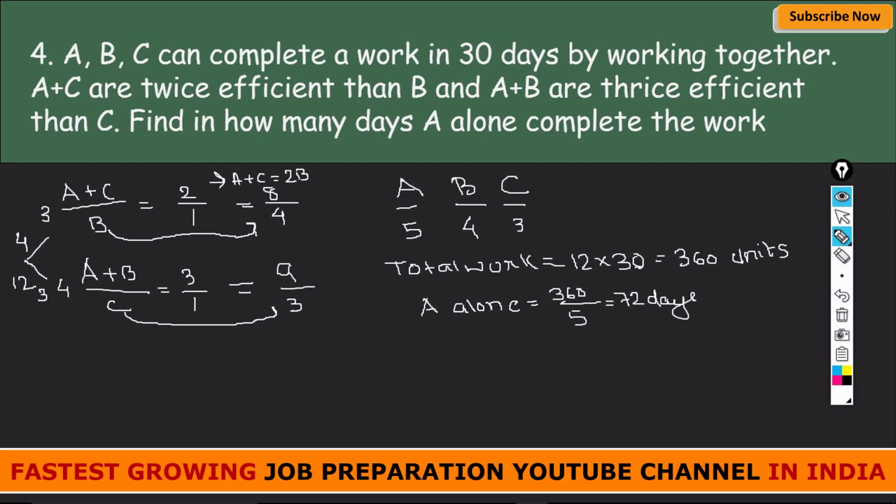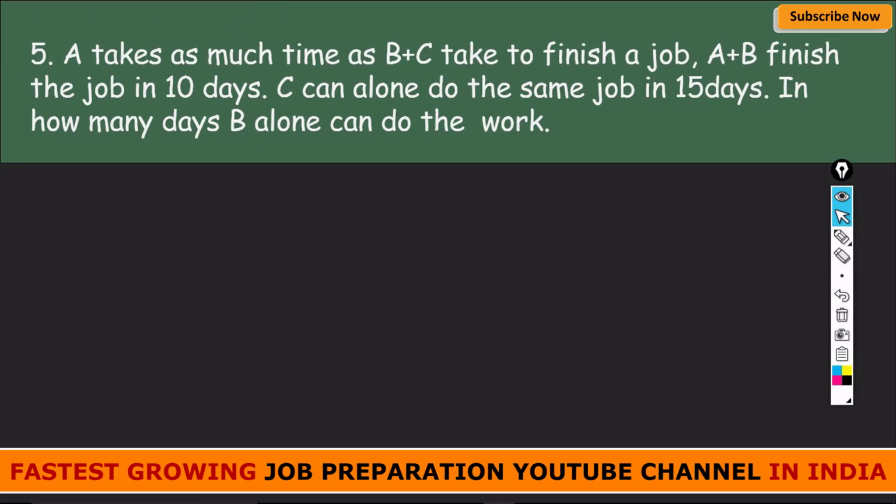So moving on to the next and the last question for this video, question number 5. The question number 5 is, A takes as much time as B plus C takes to finish a job. A plus B finish the job in 10 days. C can alone do the same job in 15 days. In how many days B alone can do the work?